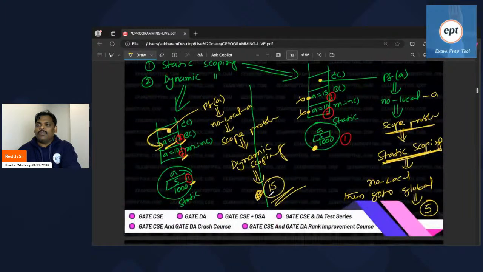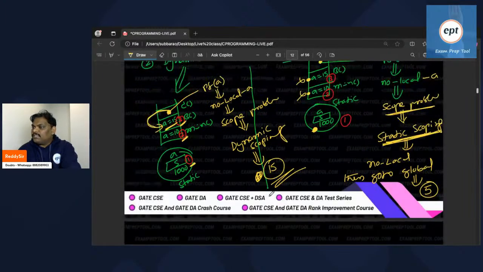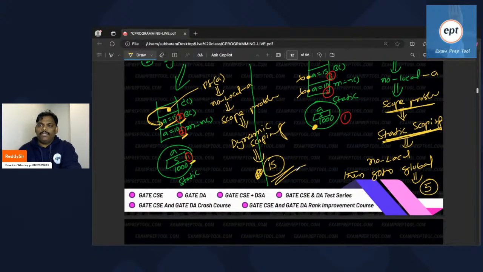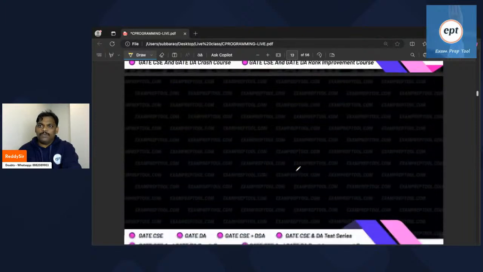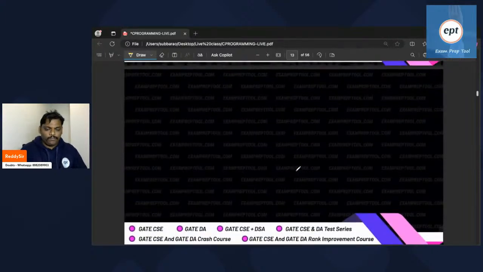It is the second problem. For this problem, the answer is whatever the actual problem gives us: static scoping 5, dynamic scoping 50. If anyone has any doubt in this problem, please let me know.